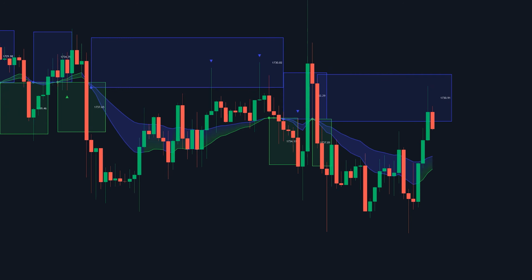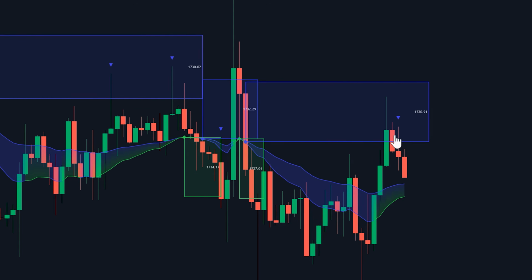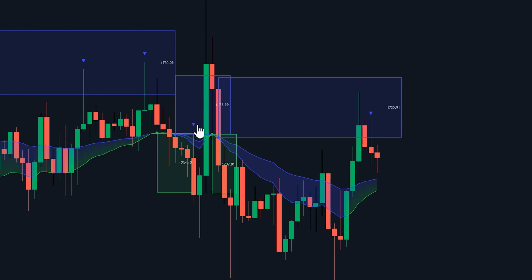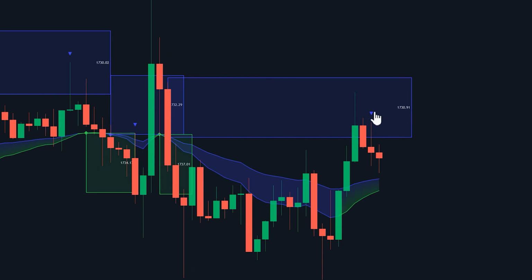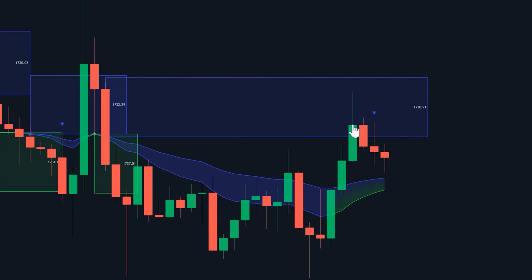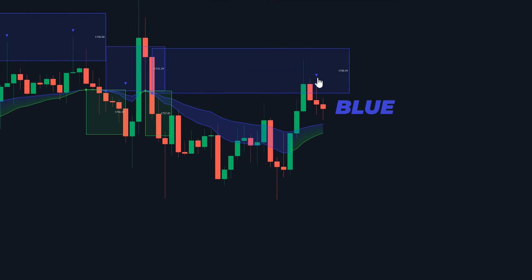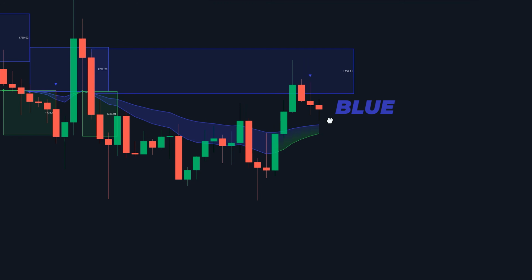This indicator is also going to print up and down arrows whenever the price revisits these support and resistance levels. For example, here, as you can see, we had a blue resistance level. The price went down for a bit and later came back up and retested the level, which prompted the indicator to print a blue downward arrow, which could be used as a signal for taking short positions.